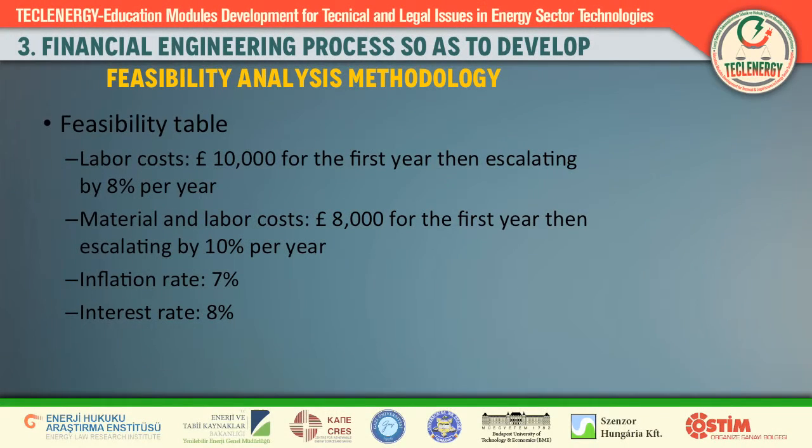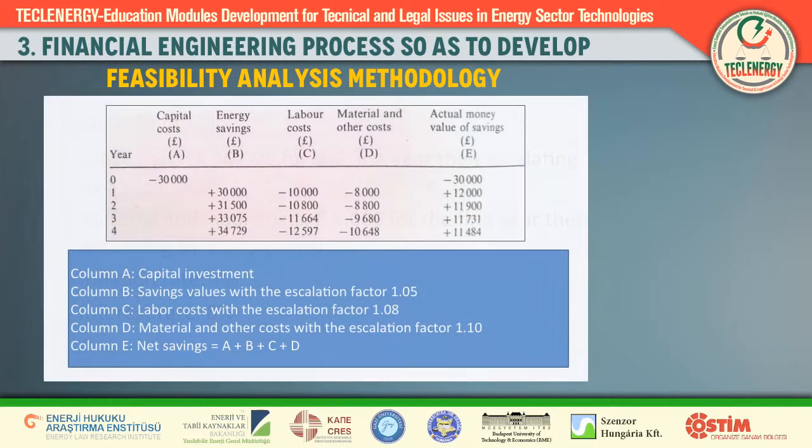To make a developed feasibility analysis, now it will be meaningful to go through a sample. As an example, a company thinks to invest in new energy technology that costs £30,000 more. It's estimated that the technology would provide a £30,000 annual saving for the first year. Then this value would escalate by 5% for each year, and the project life would be 4 years. Information about variable costs and financial factors is as shown in the slide.